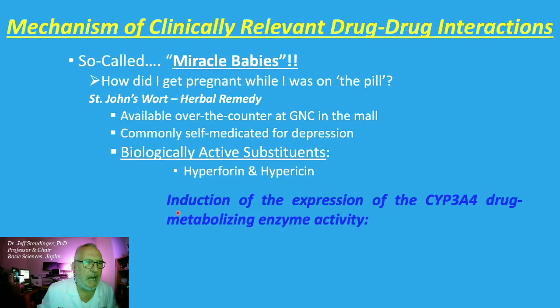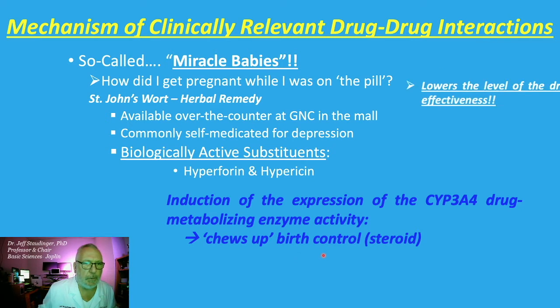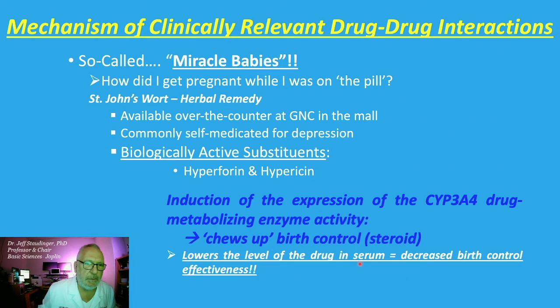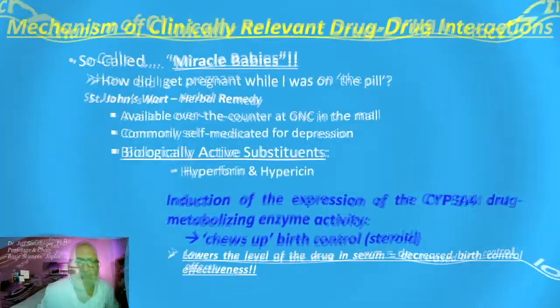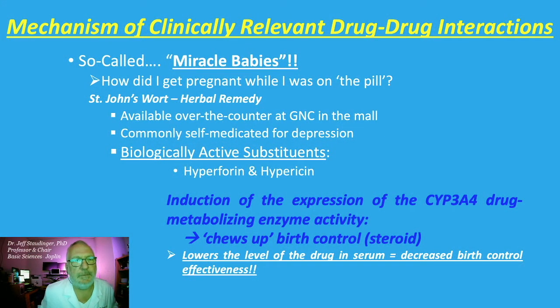These compounds are now known to have the effect of inducing the expression and activity of CYP3A4, a very important drug metabolizing enzyme. This has the effect in your patients of chewing up their birth control. In other words, this lowers the level of the drug in the serum, thereby decreasing the effectiveness of the medication. This is a canonical example of drug-drug interactions. This is one mechanism of drug-drug, herb-drug, and food-drug interaction.